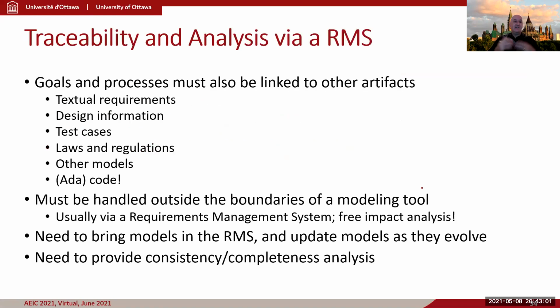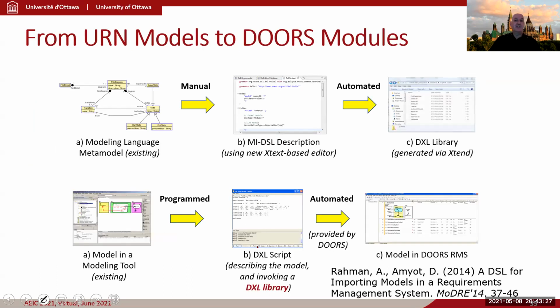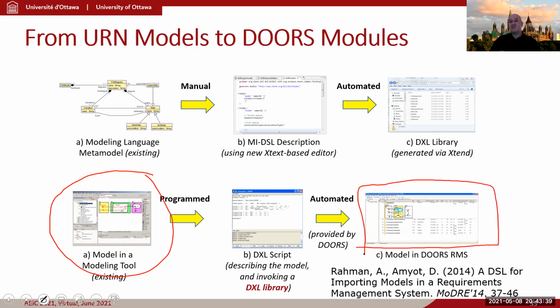Now we can also check completeness and consistency with other artifacts outside of the URN model itself, whether there are textual requirements or design information or regulations or code in ADA or some other language. This is not something done inside jUCMNav, so we need to rely on third-party traceability tools, so essentially requirements management systems to do that, especially those that enable some traceability analysis. So we have created mechanisms to export from jUCMNav models in such a way that they can be imported in the IBM Rational Doors requirements management system, for example.